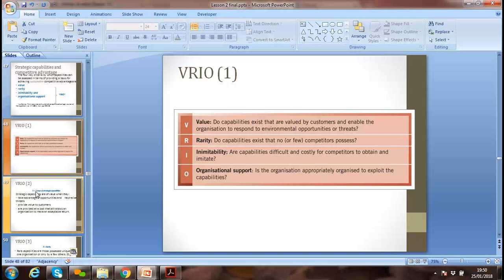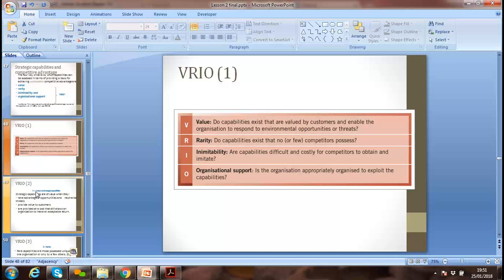Imitability: is the capability difficult and costly to copy? Can anybody sustain it? No, because it's very difficult to copy what the iPhone is doing. Yes, it is difficult to obtain and imitate.